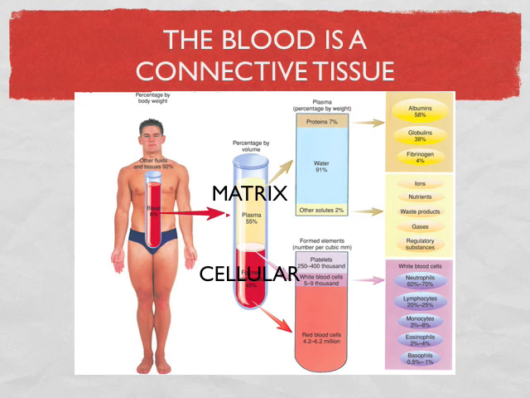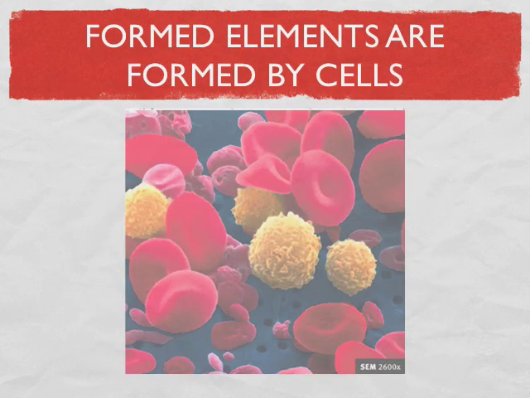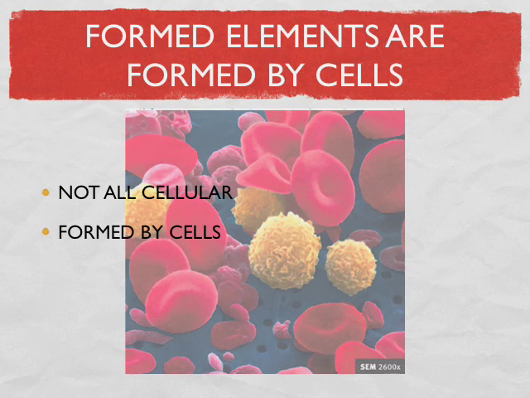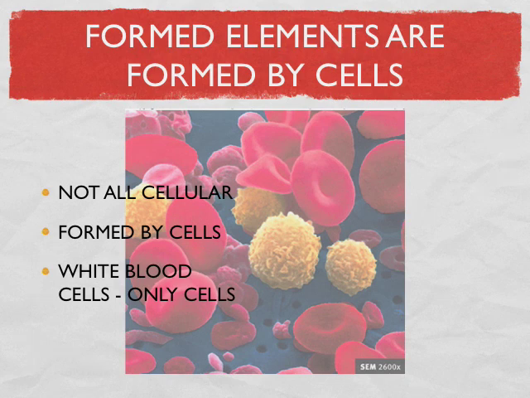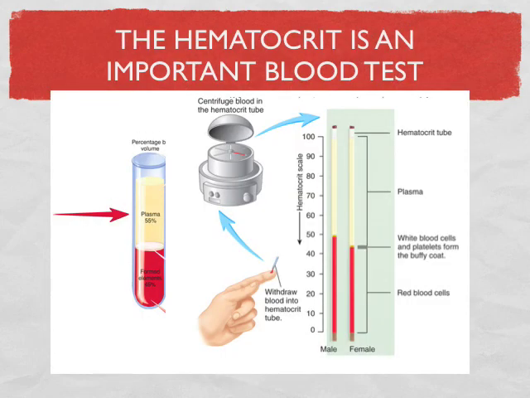The cellular elements we called formed elements, and we should probably clarify that. When we say formed elements, what we mean is these things are formed by cells, but are not necessarily cells themselves. Okay? You'll see that there are three items in the formed elements area. They're all formed by cells. Only the white blood cells are actually cells. The red blood cells are in one way misnamed. They're the size of a cell, but they themselves are technically not cells, and neither are the platelets.